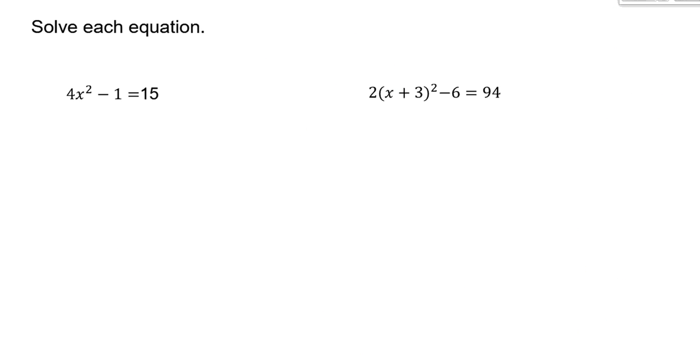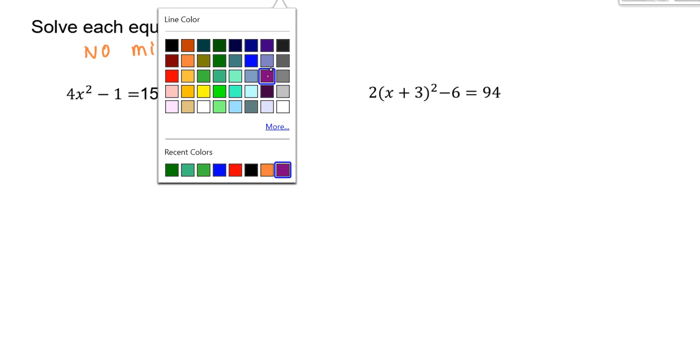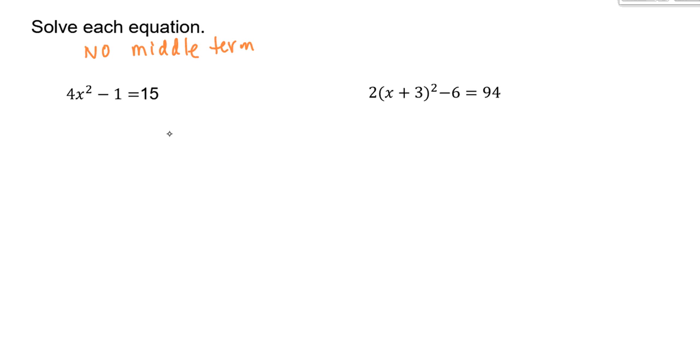Okay, let's look at a couple. Solve each equation. Now I looked at this and I said there is no middle term, right? No bx term. So I'm going to solve by square roots. And that's kind of the process that I go through. Okay, no middle term, that means square root method. That means this x squared needs to be alone. So I need to get him alone.